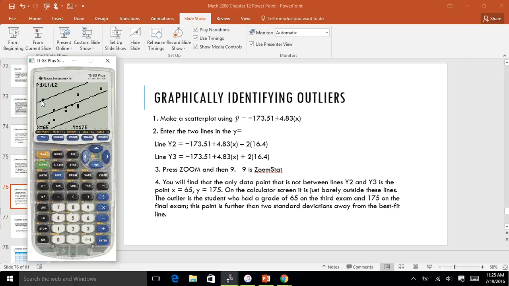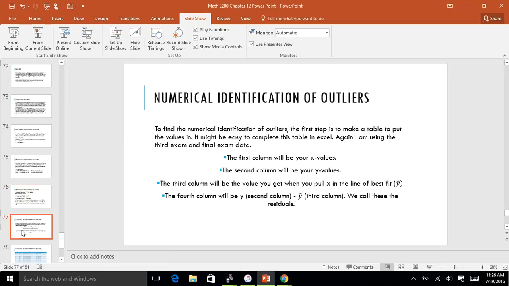This is actually a really great way to use the calculator, because here's all the data and you can see it graphically. Okay, so there's another way, numerically. You might want to do this in a table in Excel, or you can make a table in your notebook. In your first column, you're going to have your X values. In your second column, your Y values. And your third column is going to be the values you get when you put X into your line of best fit. We call it your Y hat value, or your predicted value. The fourth column is going to be Y minus Y hat, and we call that the residuals.